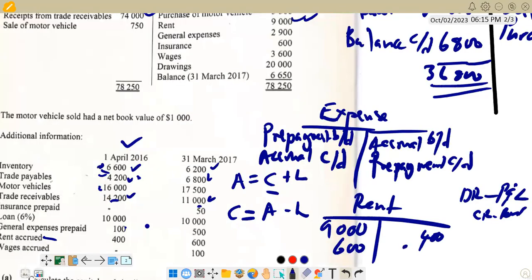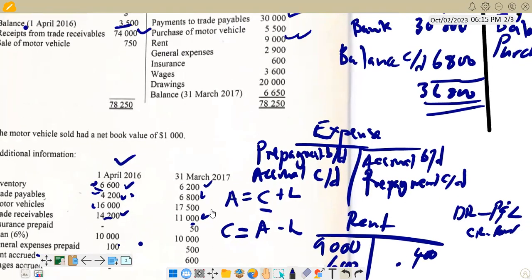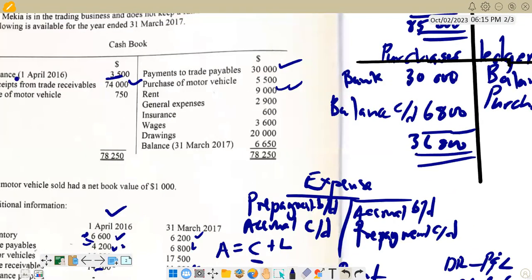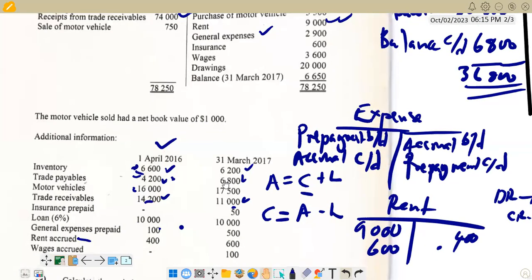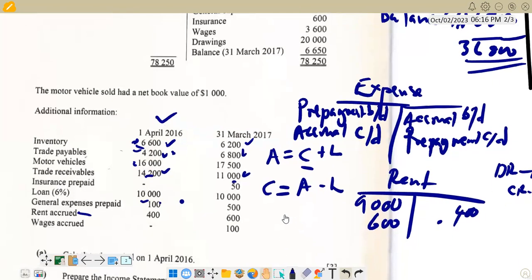Then we go back again to try to find another expense. We go to the cash book and find what's the next expense. The next one is general expenses, and we'll try to see if we have got anything about prepayments and accruals on the list of balances about general expenses. Right. For general expenses, we've got prepayments, as you see here: general expenses prepaid at the beginning and at the end. So we are just going to do again what we did there, using that criteria.